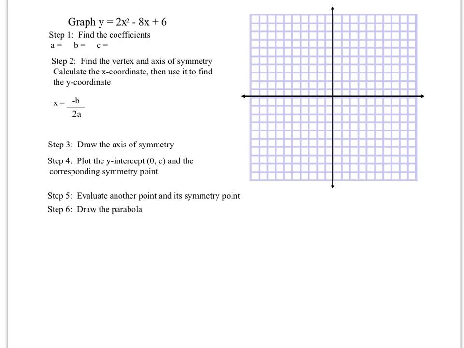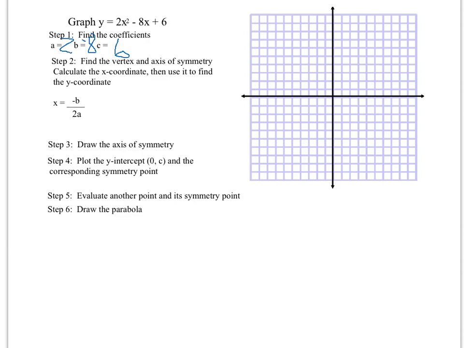So first off, step 1 is to identify a, b, and c, or as it says here, find the coefficients. Coefficients are basically the numbers that are in front of your variables, or they could be the constant here. So again, a is always the number that's in front of x squared, so in this case a will be 2. B is always the number in front of the x. We make sure we bring the sign with it, so in this case it'll be negative 8. And C is always the number that's alone, it's a constant, so here it's going to be 6.